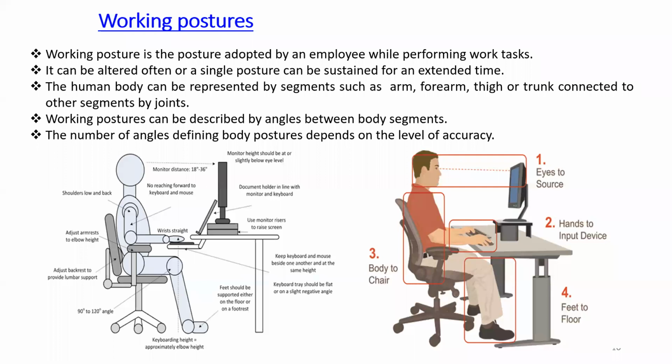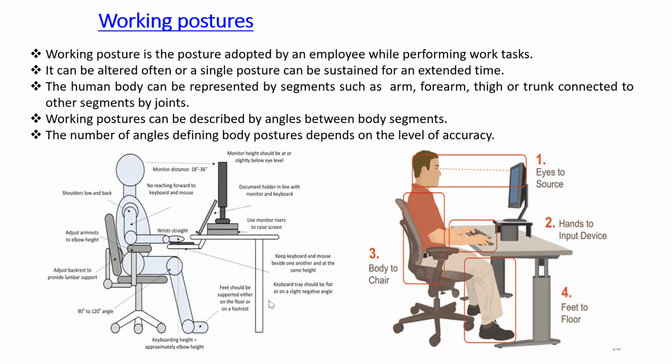From this picture, you can understand the different segments like arms, forearms, thigh, or trunk, connected to the other segments by joints. From the ergonomic point of view, these are the main segments of our body. This working posture can be described by the angles between the body segments. The number of angles defining these body postures depends on the level of accuracy.